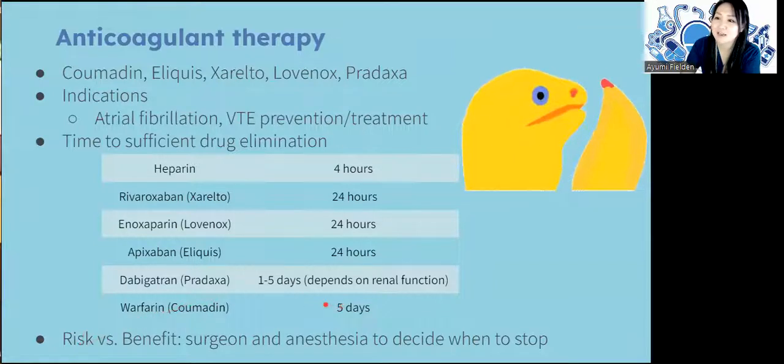So if the patient, let's say, has an active DVT, they don't want them to have another DVT or the clot get bigger. So they might continue that heparin drip. So it's really case by case.